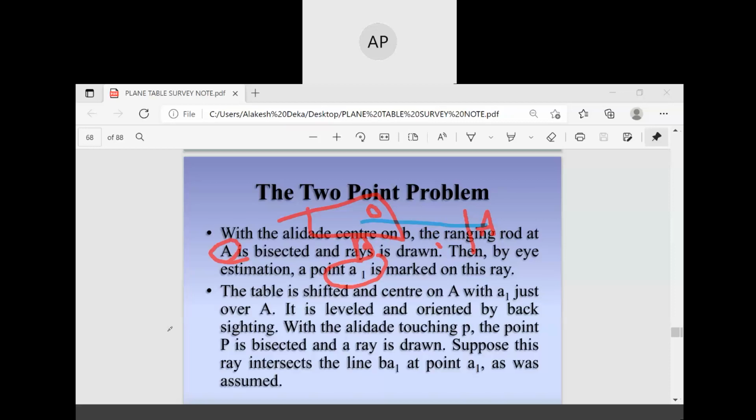The table is shifted and centered on A. Then what you have to do? You have to shift the table to station A, okay, and the table is shifted and centered on A with A1 just over A. It is leveled and oriented by backsighting. So you have to orient the table by backsighting. With the alidade touching at point P, the point P is bisected and a ray is drawn. Suppose this ray intersects line BA at point A1 as was assumed.